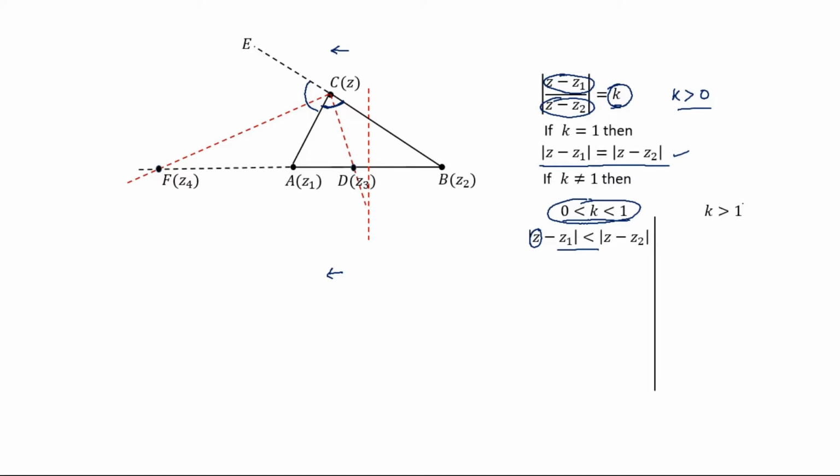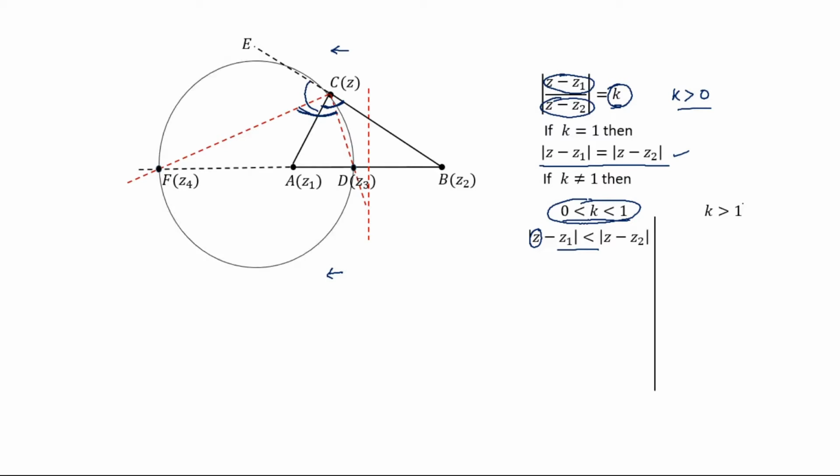Now we all know that the internal and external bisector of an angle of a triangle are always perpendicular. Therefore, this angle is 90 degrees. Is it clear? This angle is 90 degrees. That is, angle FCD is 90 degrees. So, if we draw a circle by taking FD as the extremities of the diameter, then the circle will pass through F, D as well as C.